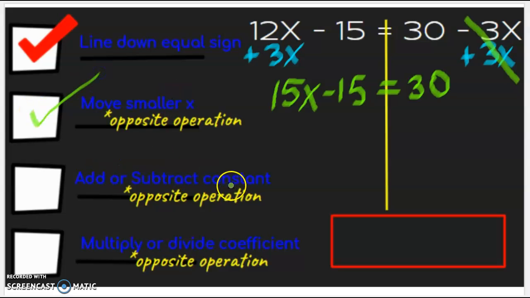I'm going to add or subtract the constant. So the number that's by itself, right, on the left-hand side, I'm going to do opposite of whatever that tells me. It's minus 15, so I'm going to do opposite, and I'm going to add 15 to both sides.